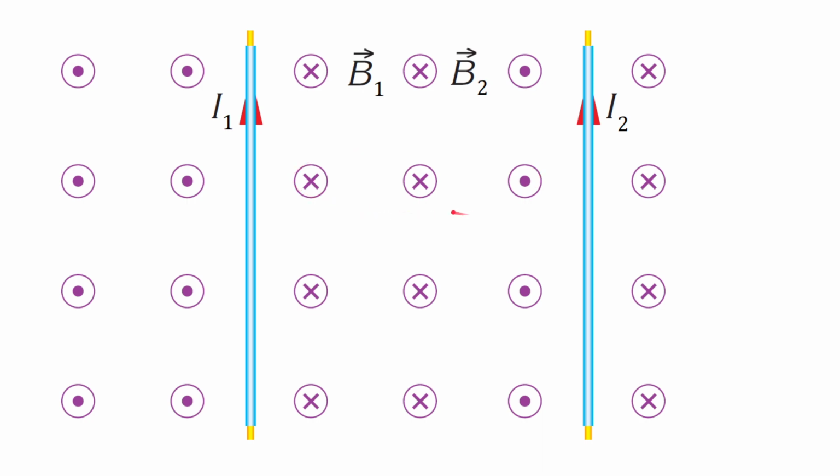As we know, the wire will deflect towards the weaker magnetic region. That's why wires are attracted in this situation.